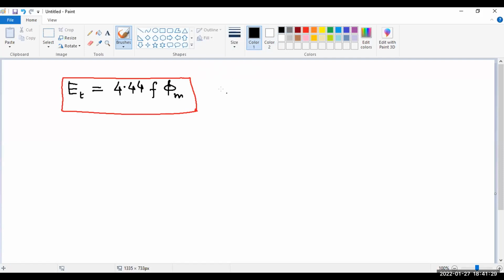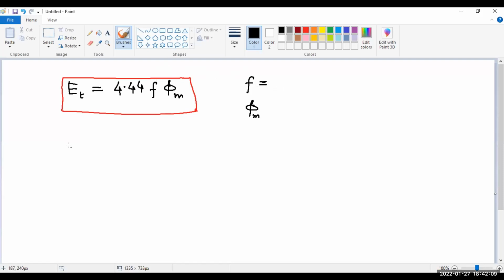Now, what is this f? f is the supply frequency. That means, suppose you are exciting the primary with some frequency, or for some frequency the transformer is designed. So that is the supply frequency. And what is phi m? Phi m is the maximum value of flux. Which flux? The magnetizing flux. Or you can also call in this case the mutual flux. So this is the relation.